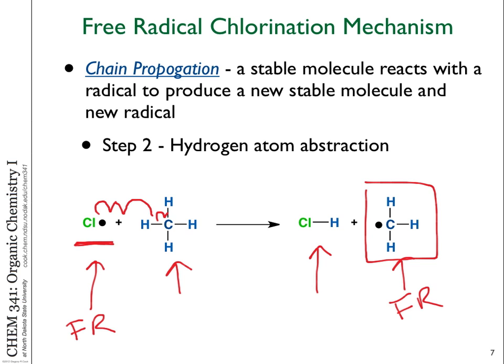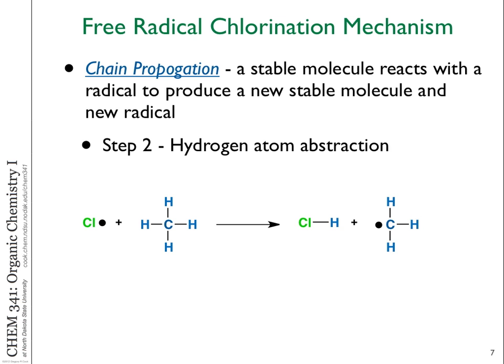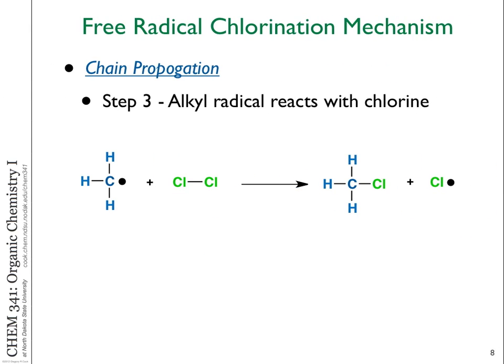Now, once we've generated a reactive carbon, then that carbon can react with another molecule of chlorine in a propagation step. So trying to maintain this chain reaction, we need a free radical species reacting with a stable molecule to form a new stable molecule and a free radical which will continue the chain. So again, a highlight or a hallmark of a chain propagation step is we have a radical on the left side of the equation, and we've generated a radical that appears on the product side of the equation.